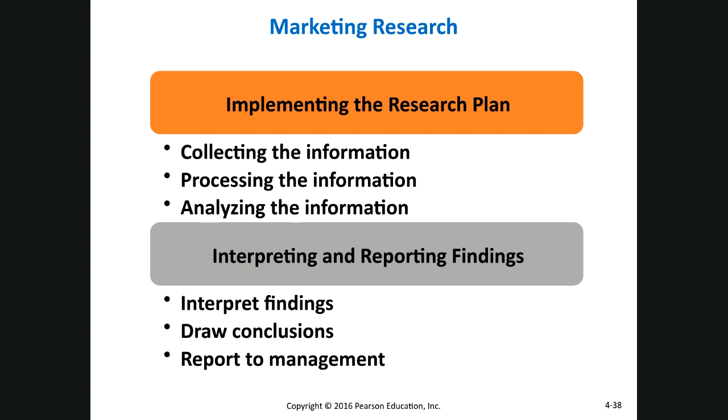All right, so implementing the research plan, collect the info, we have to process the information, then we've got to analyze it. So we've got to make sure there aren't any problems interacting with the respondents. They weren't led in any way. Our questions weren't leading, or if we had an individual leading a focus group, they weren't leading. Were their responses quality responses?